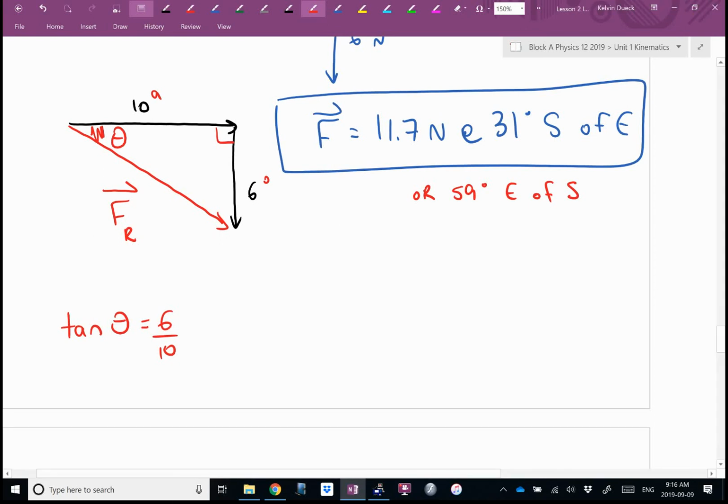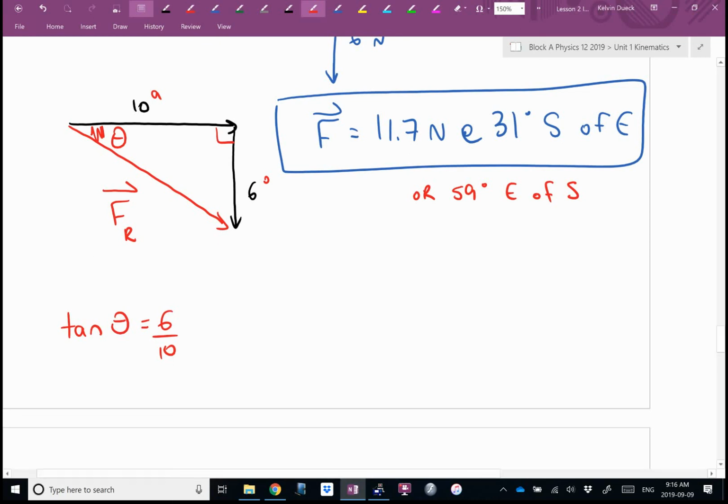Oh, and if you drew the 6 first and then you drew the 10, you would still get 11.7, but you would have got 59 degrees east of south. Why would you do that? Maybe in your paper where you had room to draw the diagram, you only had room to go in a certain direction just because of the way you've been filling up your paper, and you want to keep it on the same page, and you realized it's going to be easier to fit that diagram in if I go that way.